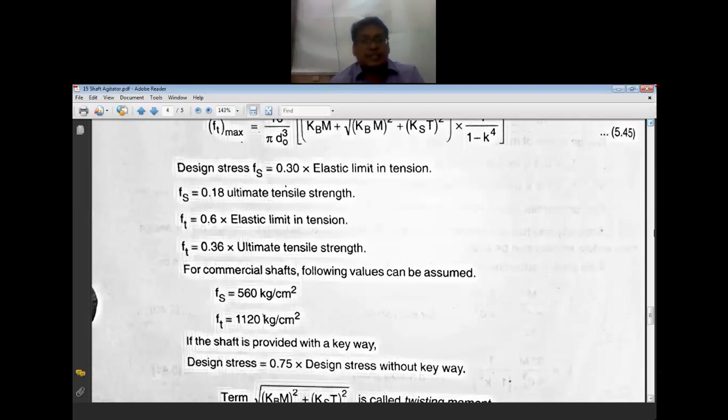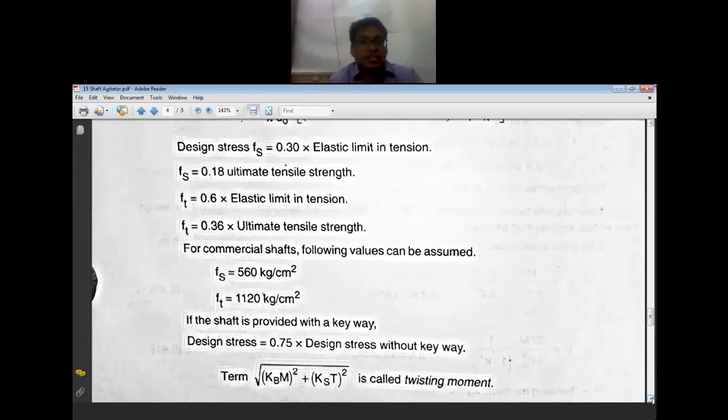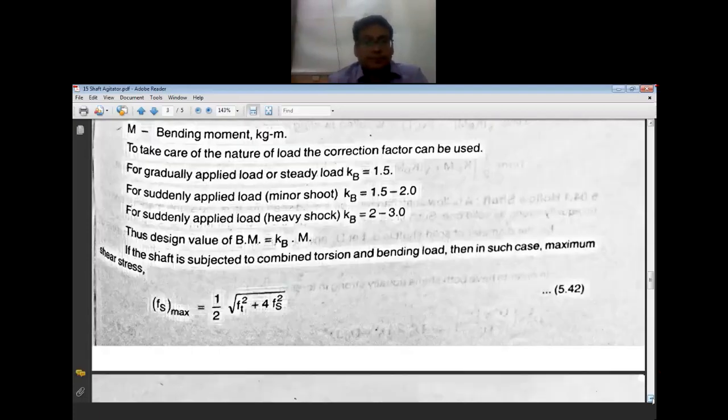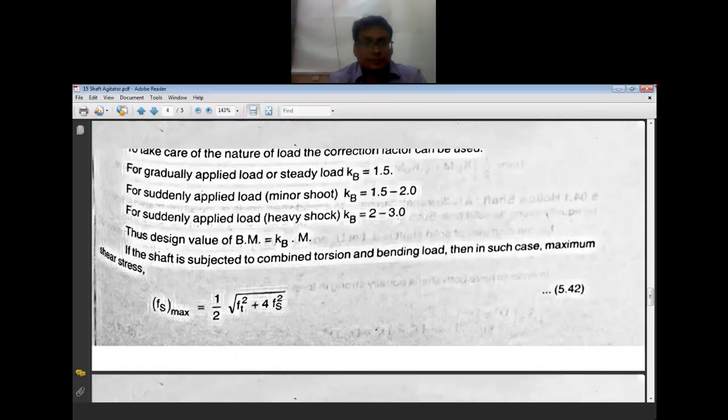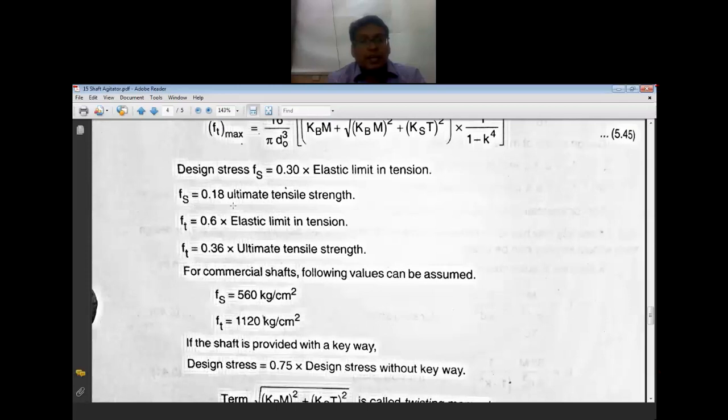So design stress Fs is equal to 0.3 into the elastic limit in tension, or 0.18 into the ultimate tensile strength. Here 1.8 is written, but instead of that, 0.18 is what is required. And Ft is 0.6 into the elastic limit in tension, or 0.36 into the ultimate tensile strength.